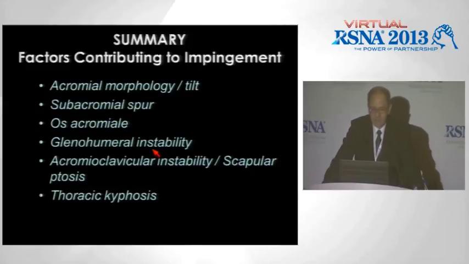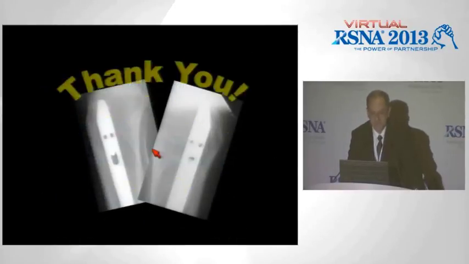So just to summarize, factors leading to impingement: acromial morphology and tilt, subacromial spur formation, os acromiale, glenohumeral instability as secondary impingement, thoracic kyphosis, and thanks very much for your time today.